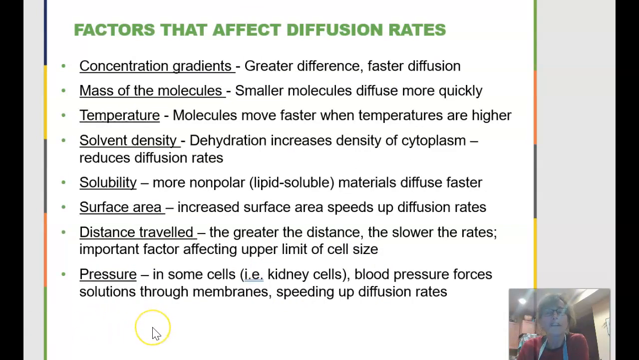Other factors are going to affect the rate of diffusion, how something can move through. It's going to have to do with how concentrated it is on one side, or its concentration gradient. The more difference there is on one side than on the other side of the membrane is going to lend itself to faster diffusion. The mass of the molecules, okay, the smaller they are, the more easily they can move. Temperature, the warmer the temperature, you're going to get faster movement of particles. You remember from chemistry that the particles will have more kinetic energy.